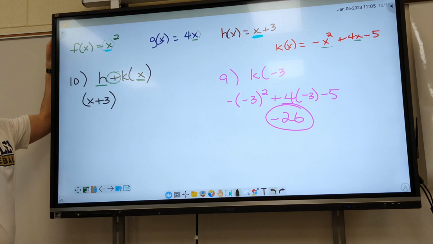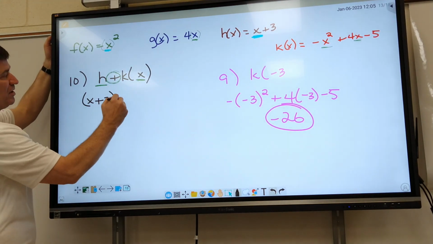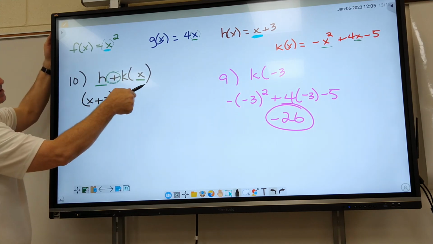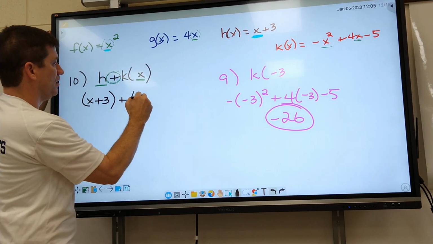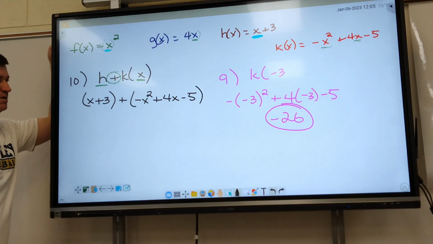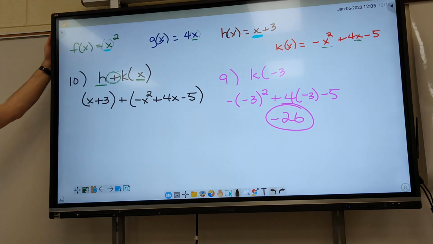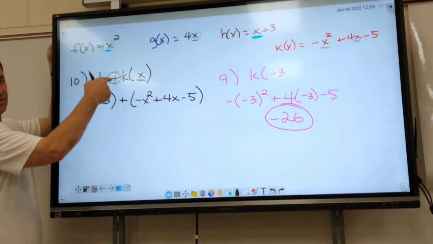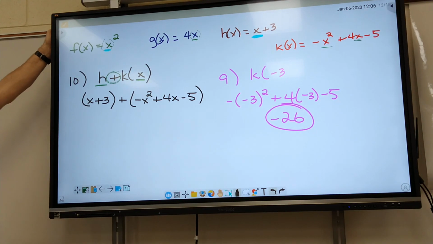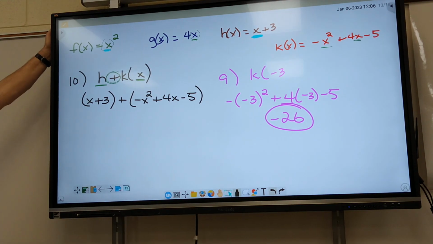I'm going to leave parentheses around it. It's a good habit. I'm going to bring down my plus sign. I'm now going to write down k of x, which is way over here: -x squared plus 4x minus 5. Again, put parentheses around it. Since those two had a plus in between them in the problem, I'm just going to combine like terms and I'll be finished with this. So you guys combine like terms, circle it, that'd be your answer. Then try 11.